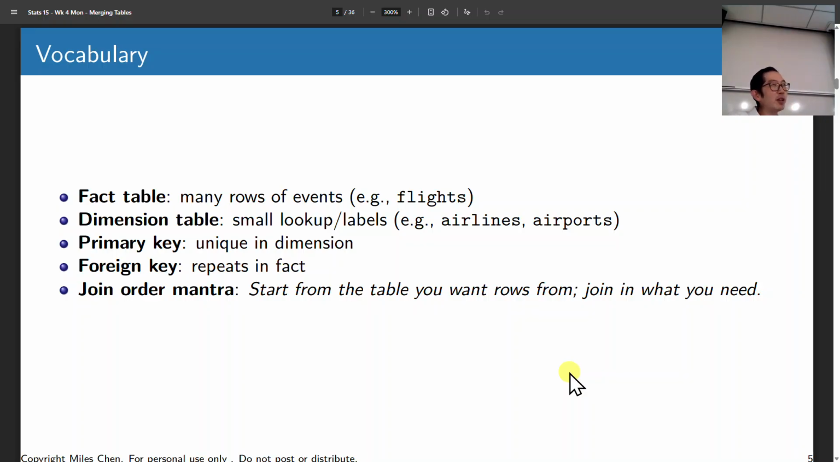AA corresponds to American Airlines. UA corresponds to United Airlines. I think WN is Southwest and things like that. And so that information is stored in a separate table where it says, okay, AA stands for American Airlines, UA stands for United Airlines, stuff like that. So that's going to be stored in a dimension table.